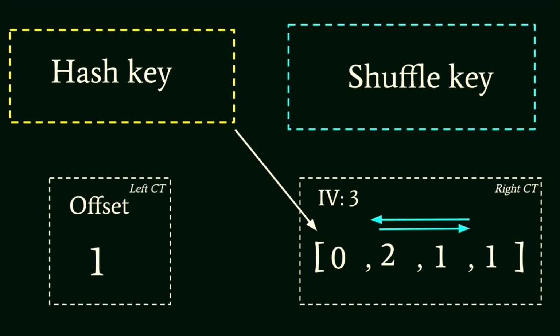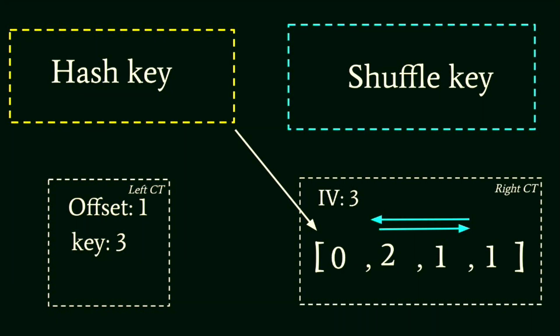We again store the offset in our left ciphertext, but this time it's the new location that our comparison result has been shuffled to. And we also store the key that was used to encrypt that comparison result in our left ciphertext.